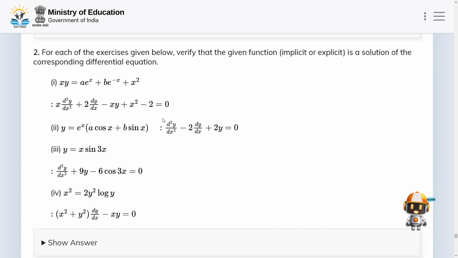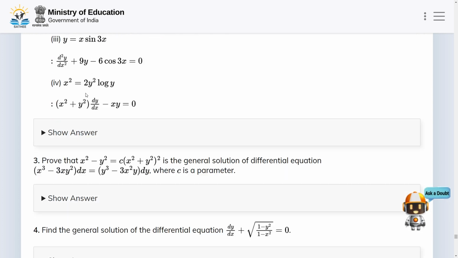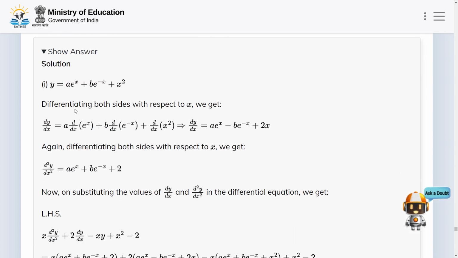Now next, we have to verify whether the given function is a solution of the corresponding differential equation or not. So first part, quickly. So y is given like this. Differentiating both sides with respect to x, you will have dy by dx is equals to a e^x minus b e^(-x) plus 2x.